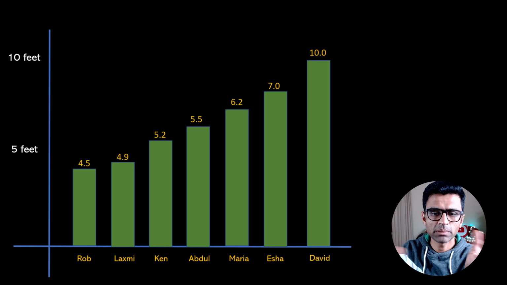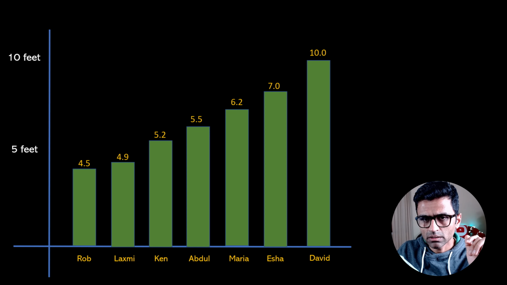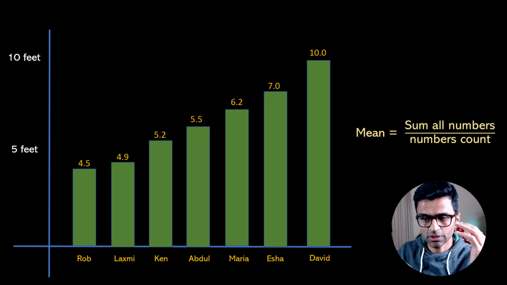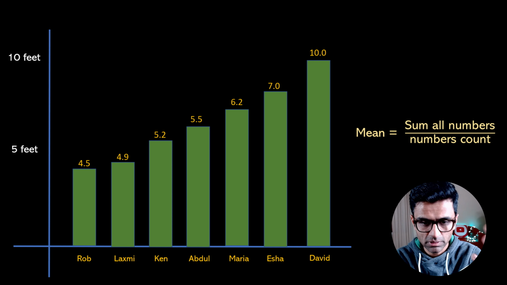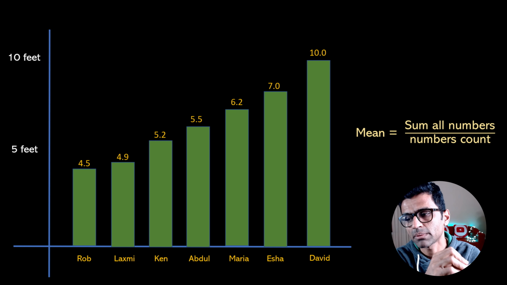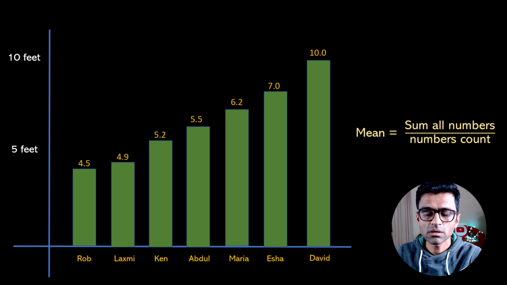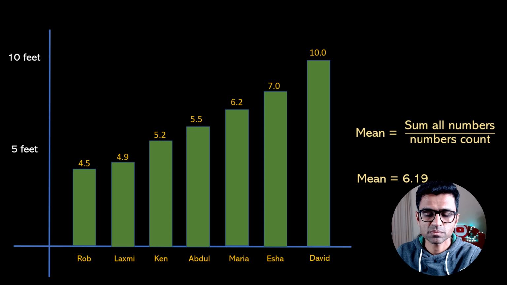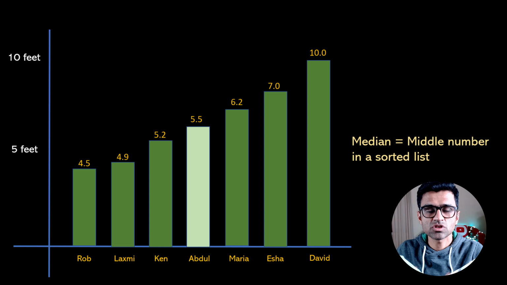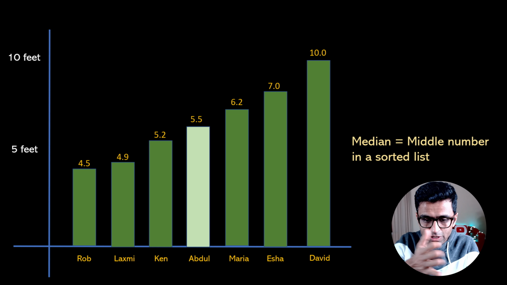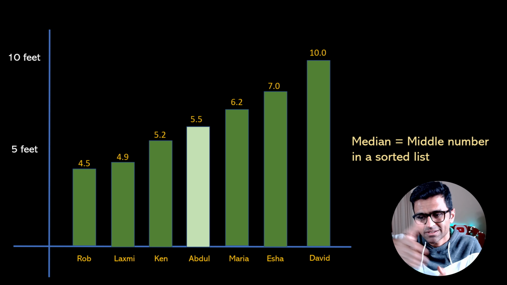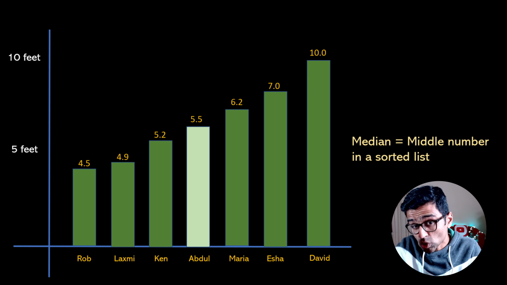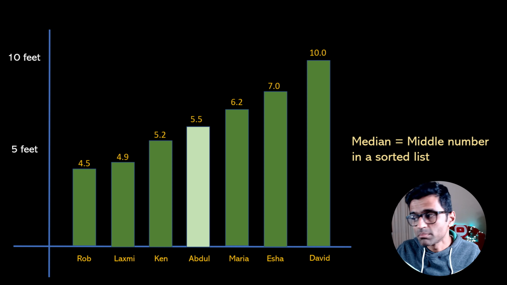Here I have 7 different people with their heights, and the mean, or the average number, is very simple: the sum of all these numbers divided by the numbers count. So the mean height, or average height, of all these people will be 6.19. There is another concept called median. Median is just a middle number. When you sort all these heights, the middle number in that sorted list will be called median.